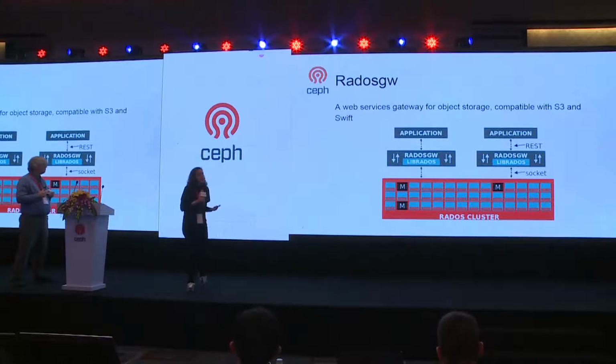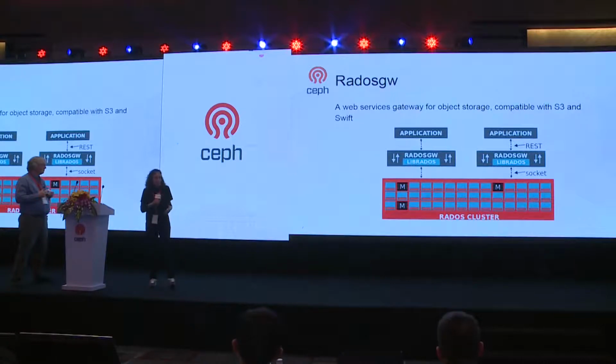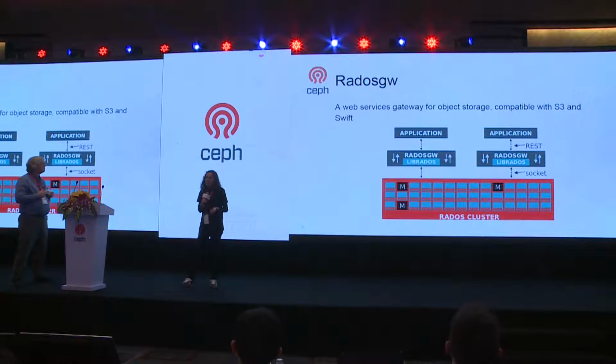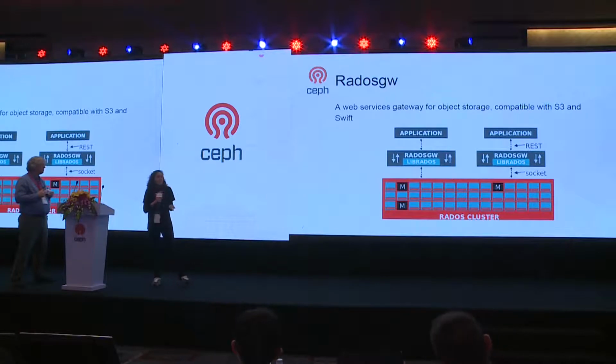We need to support REST APIs, so that means we need to have an HTTP server. There are 2 ways you can use RadosGW. We have an embedded web server called Civetweb, and you can use FastCGI to use an external web server like Apache.